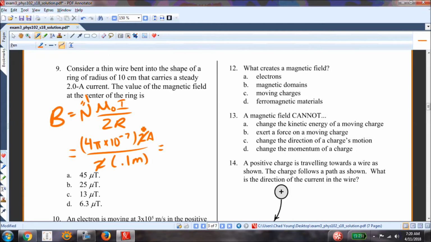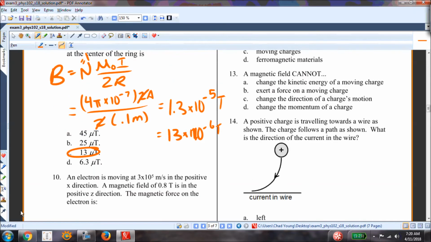I get 1.3 times 10 to the minus 5th Tesla. That is 13 times 10 to the minus 6 Tesla, or 13 microtesla. So C for number 9 is right.